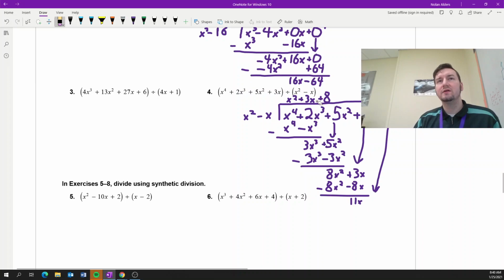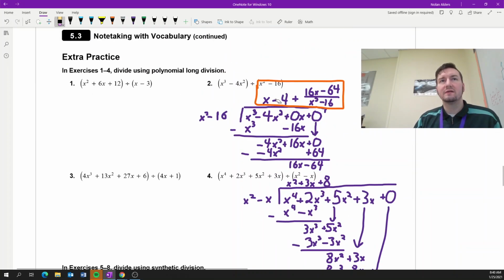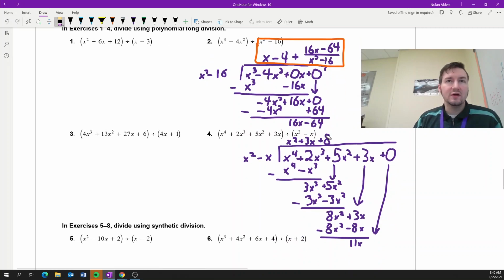Once up here you get to the regular number, like plus 8, or like we got up here minus 4, then you're kind of done with the regular terms and you're ready to add the remainder. So the remainder is going to be 11x over this right here, x squared minus x. And there you go. That's your answer.